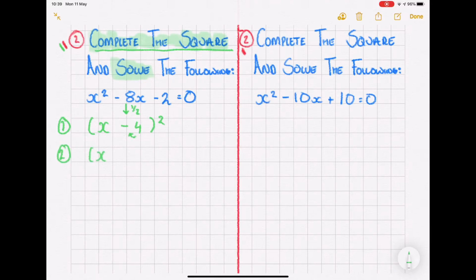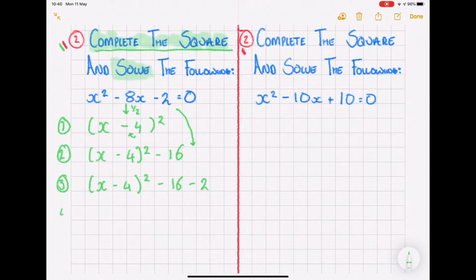So x minus 4 squared. Minus 4 squared is 16, so subtract 16 gives us negative 16 there. And then we said our third step was to bring this number down. So we've got that. x minus 4 squared minus 16 minus 2.